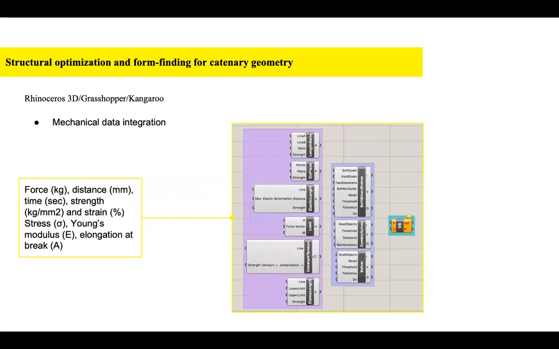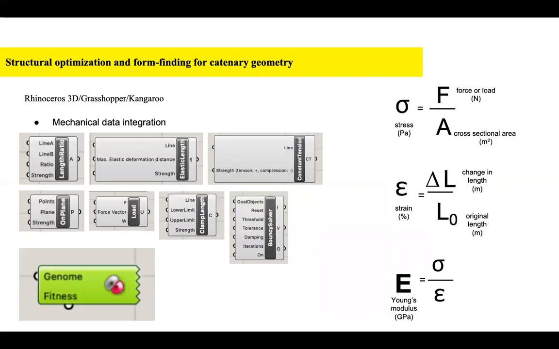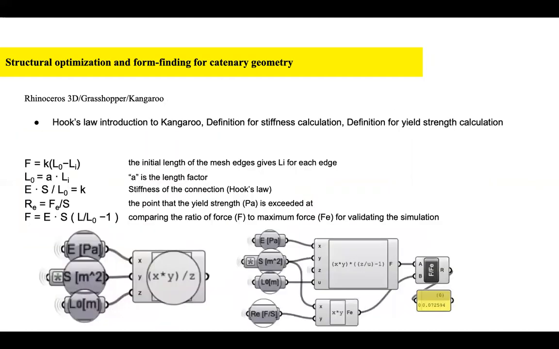After the tensile tests, we look for an integration into a digital platform and saw that we actually can integrate those data into Kangaroo. These are the components that we can allocate values coming from the tensile testing. In order to simulate the point that the yield strength is exceeded at, we introduced the equation. By reusing the modulus of elasticity equation, another calculation is expressed in order to compare the ratio of force to maximum force for validating the simulation.